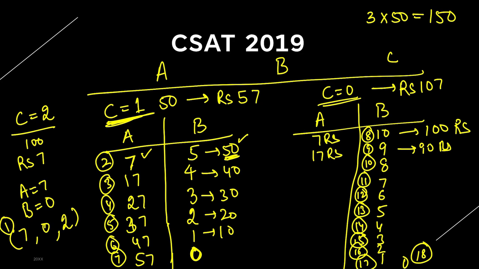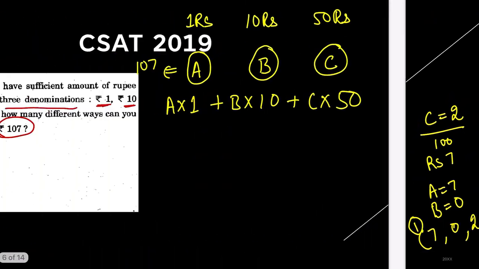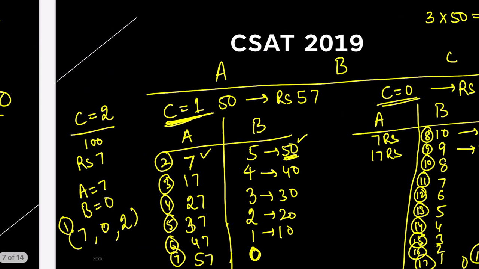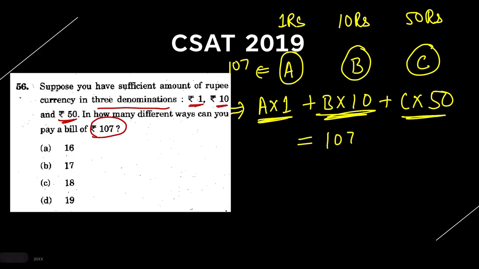I hope this is clear. If you have any confusion, just rewind this video a little bit and you will understand how we are able to find these many cases. Now, where does the linear equation come into play? We have to know that this is the equation and find all the possible values where this equation becomes equal to 107. And the answer is a total of 18 cases. So I am going to mark 18 as the answer.